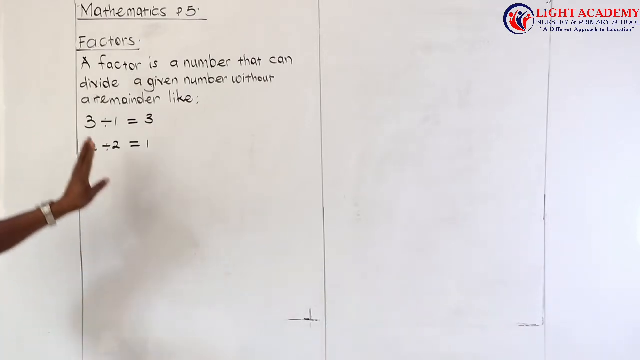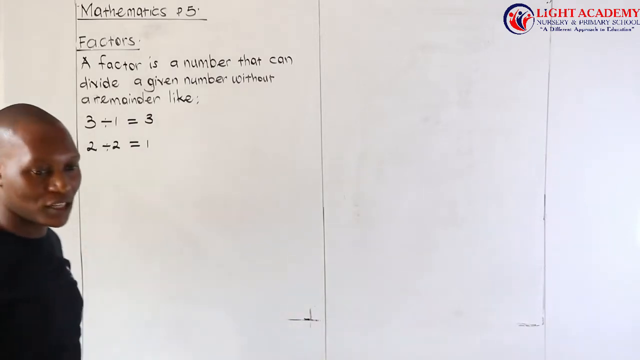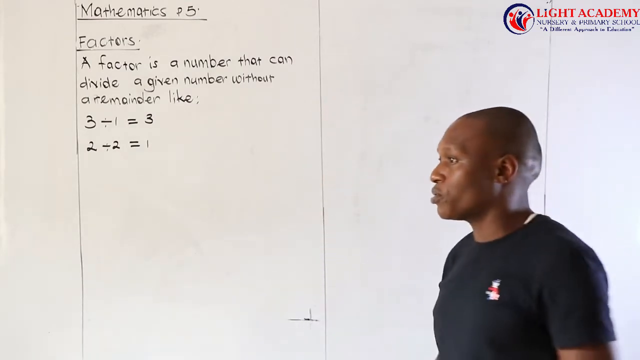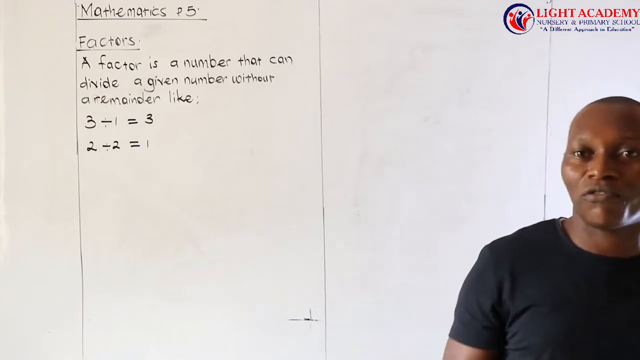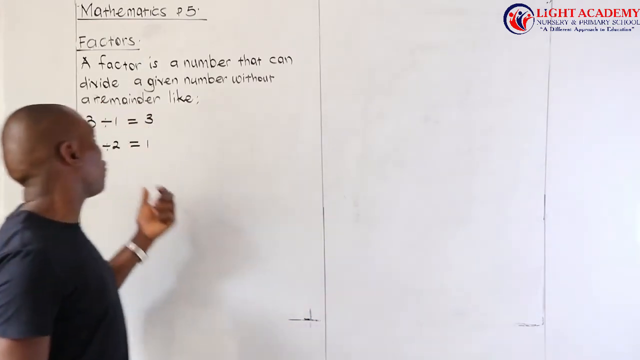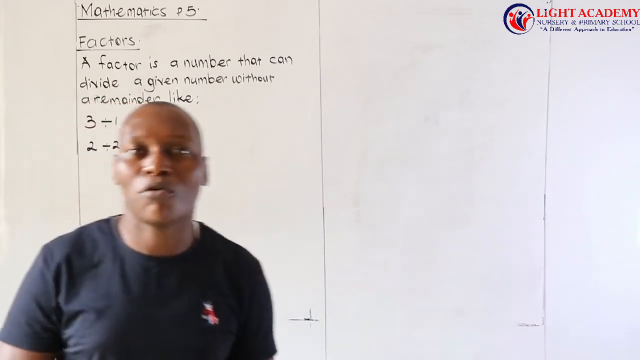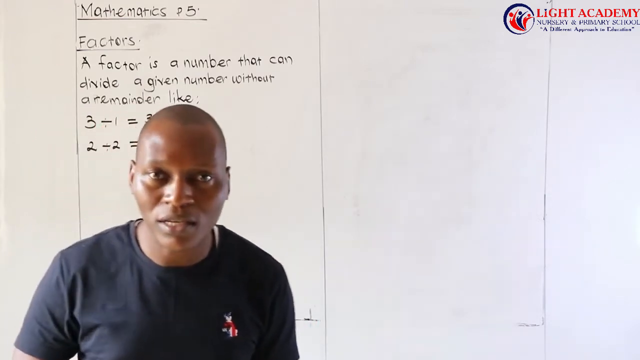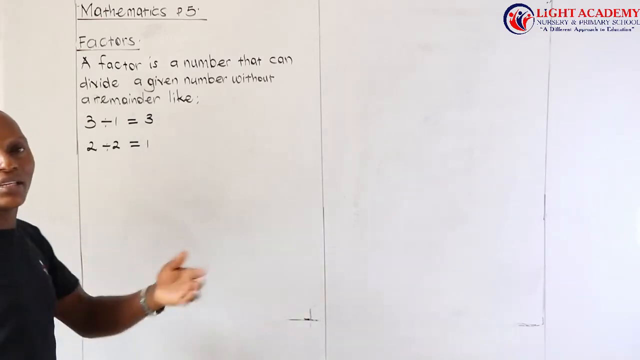Alright? For this lesson, I also want us to understand how we get the factors, because at this level of primary 5, these are common questions. When we talk about factors, they lead us into other concepts. For example, we can use factors to work out the greatest common factor or the highest common factor. We can also use factors to get the lowest common factor. So we need to understand how we get the factors.